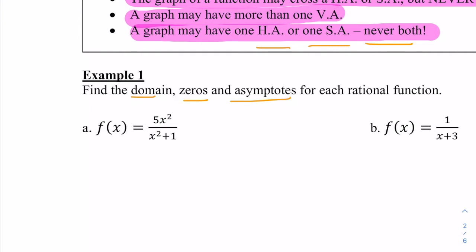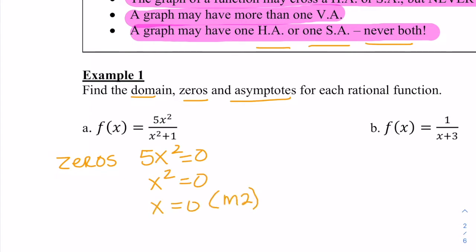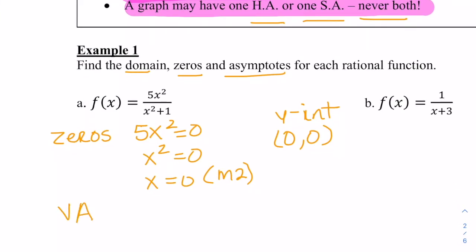So for the first one, well, let's first find the zeros. So when we want to find the zeros, we're going to set the numerator equal to 0. And you can see it's going to have a multiplicity of 2, right? Because it was x squared. Well, we can consider and figure out the y-intercept because the x-intercept and the y-intercept will be the same. So it's going to intersect at 0, 0. That's also the y-intercept.